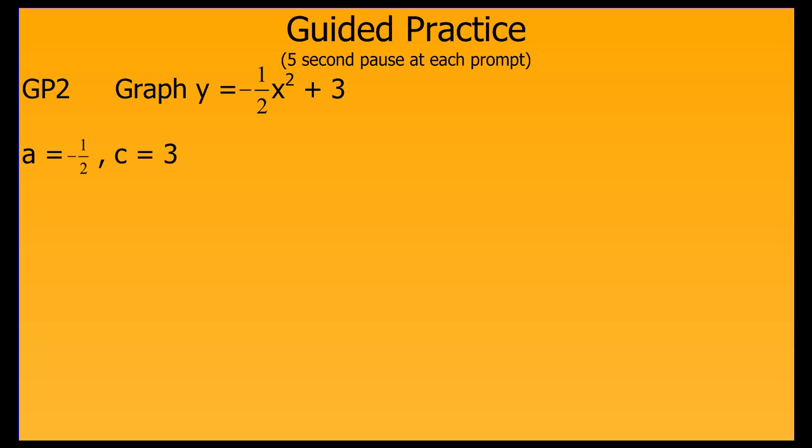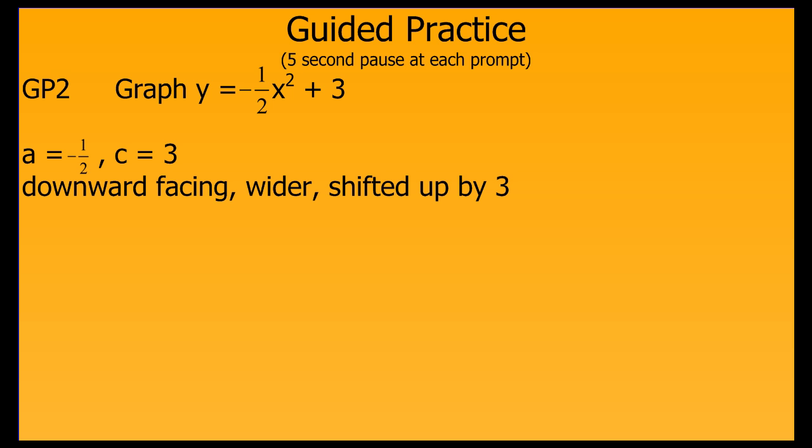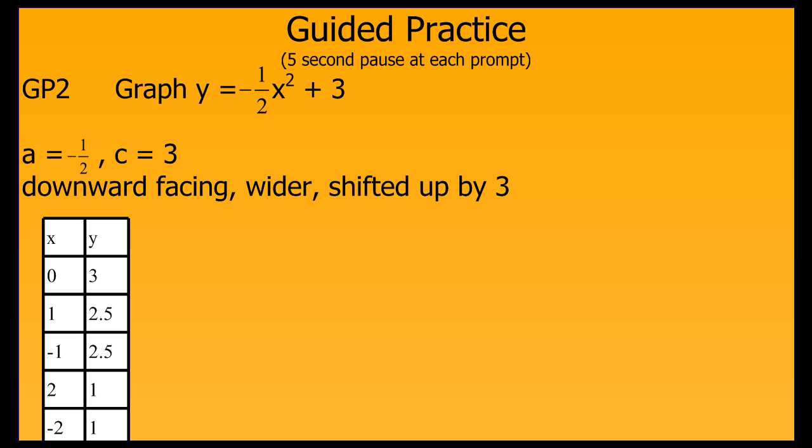We identify a and c. Now what? Now we predict that this will be downward facing, wide, and shifted up by 3. So what's our next step? We make our table of values.